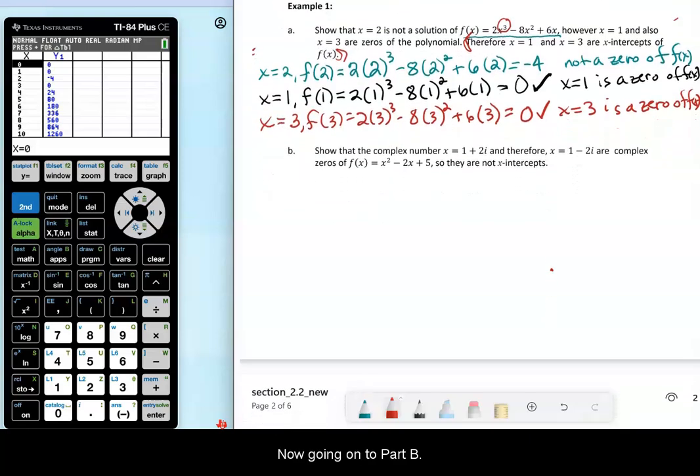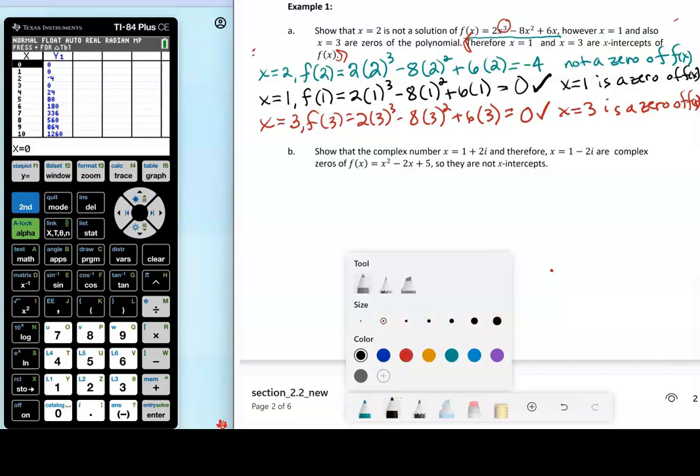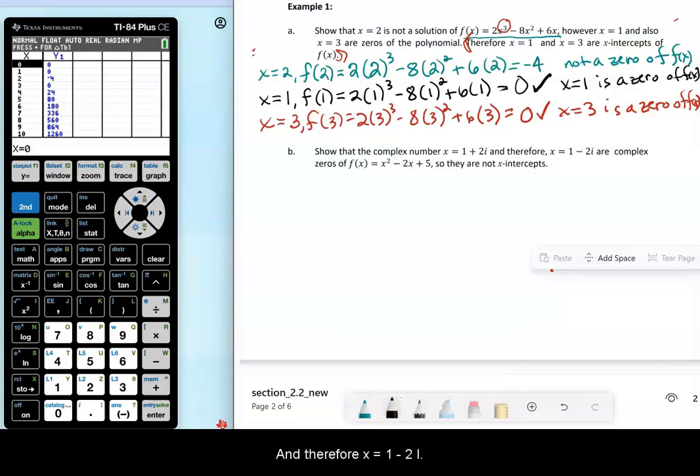Now going on to part B, it says, show that the complex number x equals 1 plus 2i, and therefore x equals 1 minus 2i, are complex zeros of f of x equals x squared minus 2x plus 5. So they are not x-intercepts.